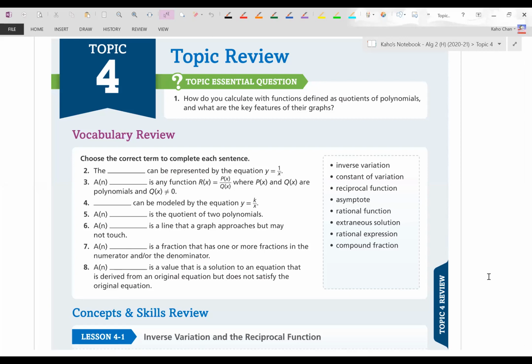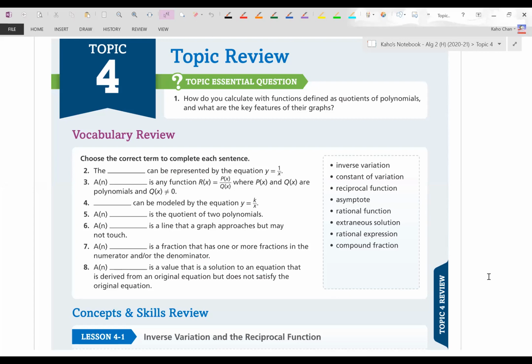We're going to be doing a topic 4 review. Grab your review packets handed out before. Turn to page 233. This is also available in your textbook if you're curious about that. This is not in your note taker. It is a separate packet. Let's get started on topic 4. Topic 4 is mainly about rational expressions and rational equations.